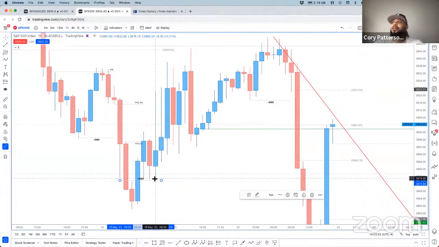And remember what I said earlier, it always goes from one point of interest that's bullish to one point of interest that's bearish, to one point of interest that's bullish, to one point of interest that's bearish. And it just keeps repeating that over and over again.